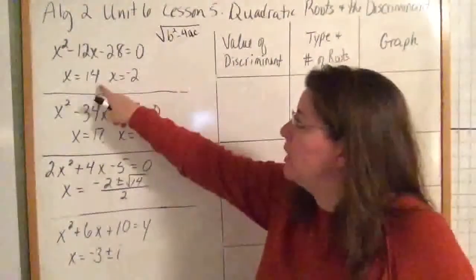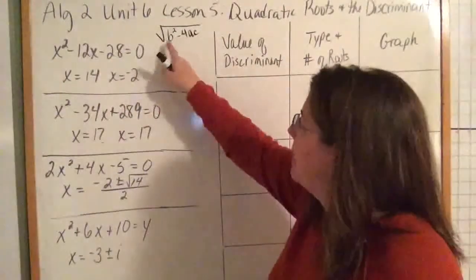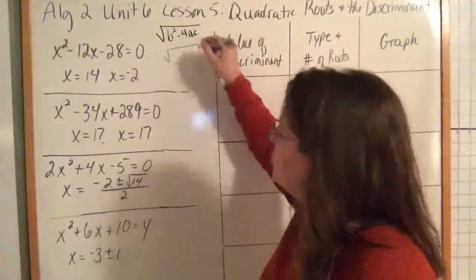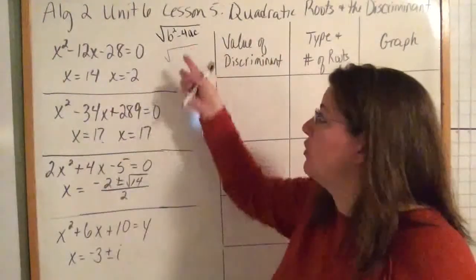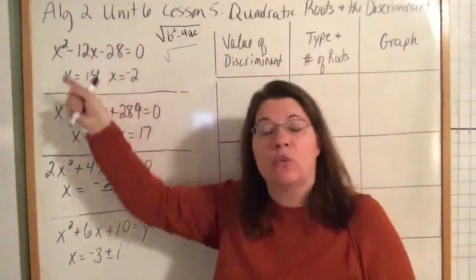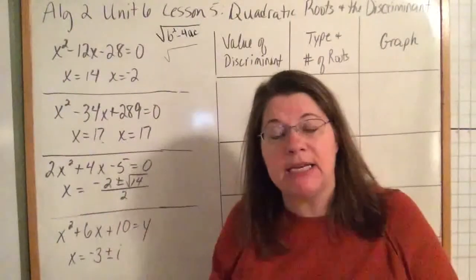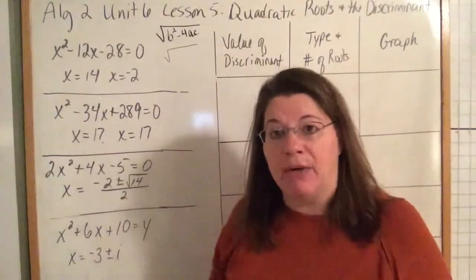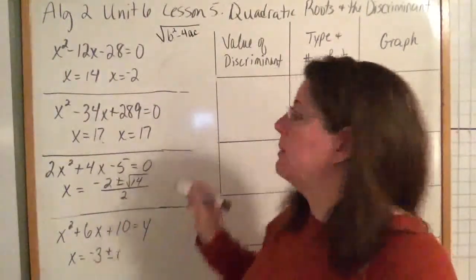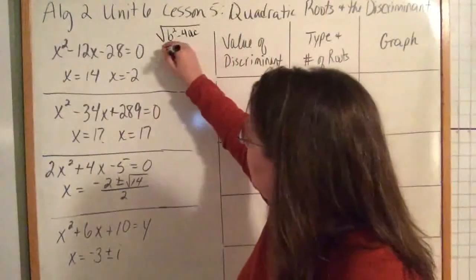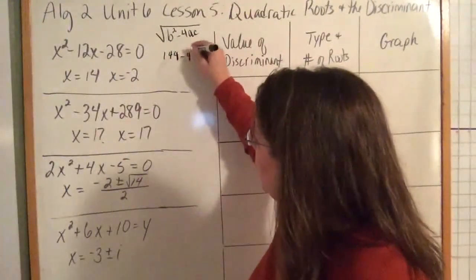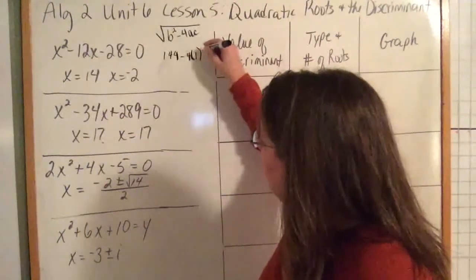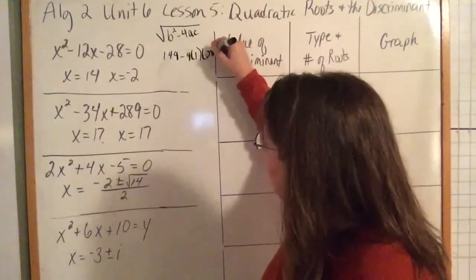So in this one, when I did this, my b squared, if I just do the discriminant, and in your work tonight, you're just going to find the discriminant. You don't have to even find the roots. We're just going to talk about the discriminant, what that number is, and how it affects the graph. So in the discriminant, b squared was 144. And then the minus 4 times 1 times negative 28.